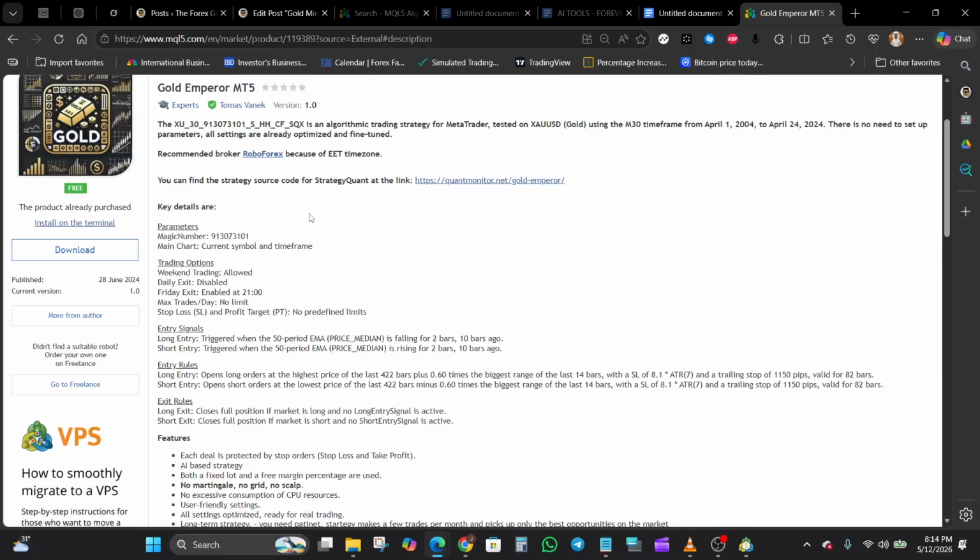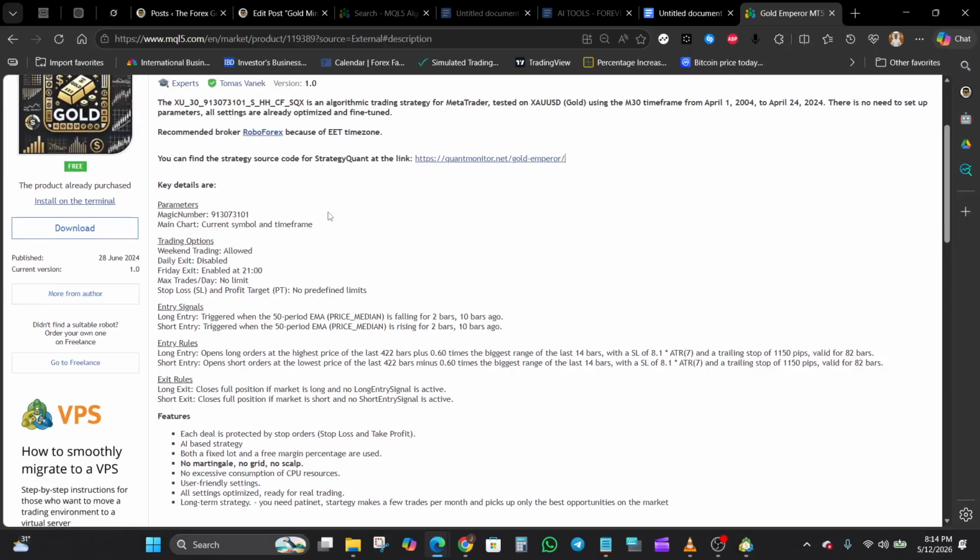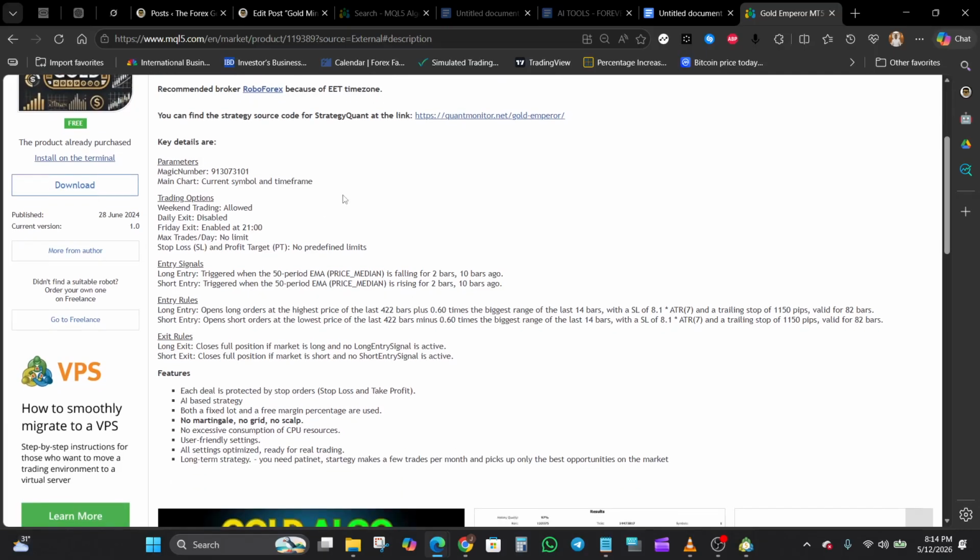Now, moving into the strategy information, the page actually provides quite a detailed explanation of the entry and exit logic. Long entries are connected to conditions involving the 50 period EMA using median price data, while short entries are based on the opposite directional behavior. The EA also uses ATR-based stop loss calculations together with trailing stop management.